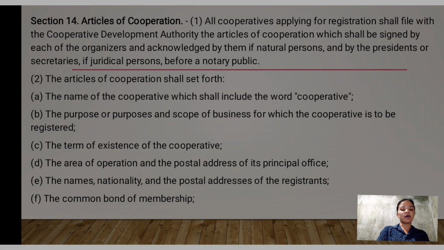If the organizers are legal entities, the documents must be signed by the president or secretary of the entity, and the signature must also be acknowledged before a notary public.